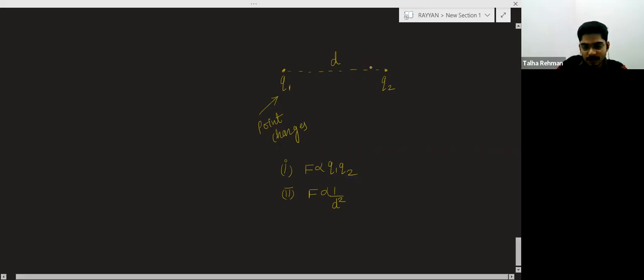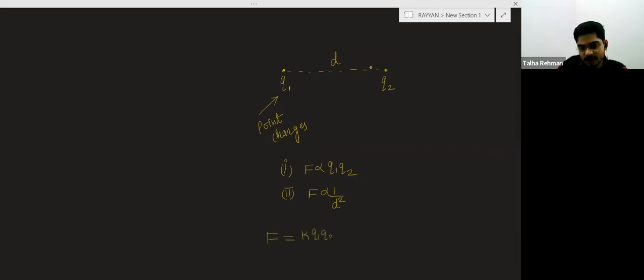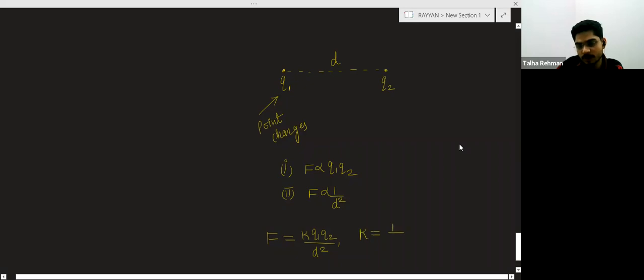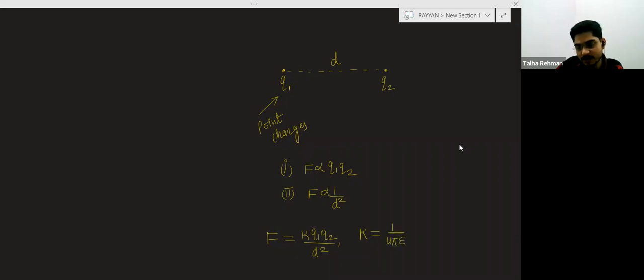And finally, what do we get? K Q1. I think in the last class I told you the force between the two charges: F is equal to K Q1 Q2 divided by d square. And the value of K is equal to 1 upon 4 pi epsilon naught. This is the value of K for air or free space.